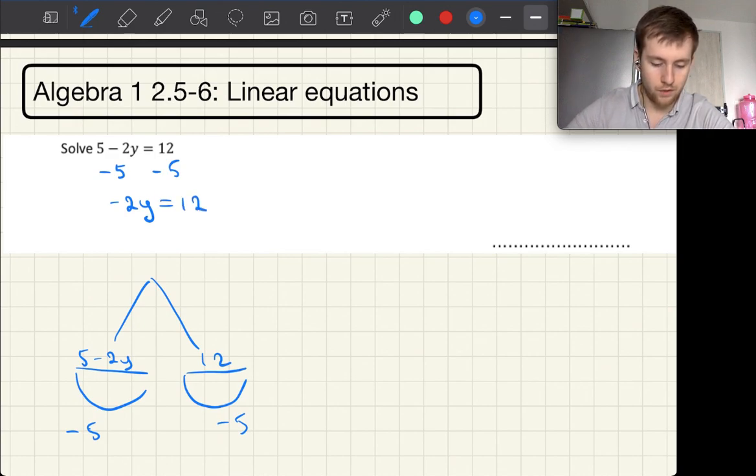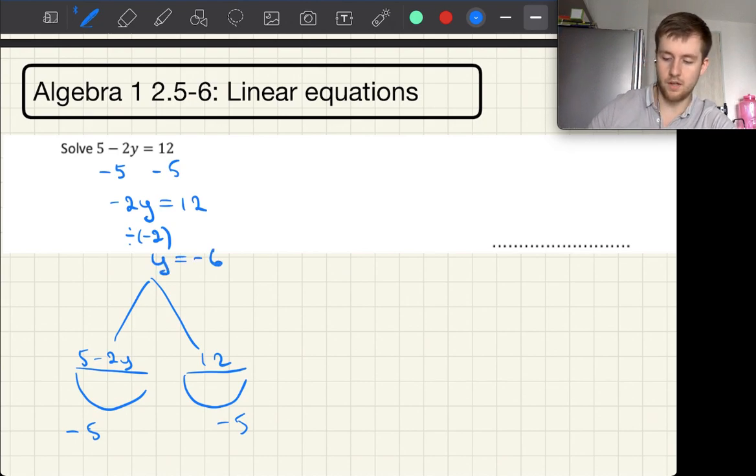And now what we can do is divide both sides by minus 2. And we're going to get y equals minus 6. So that's it, that's the answer, y equals minus 6.